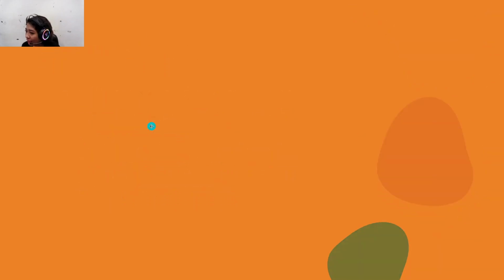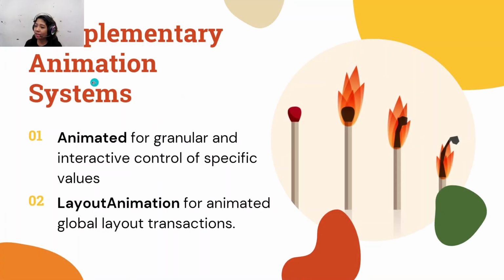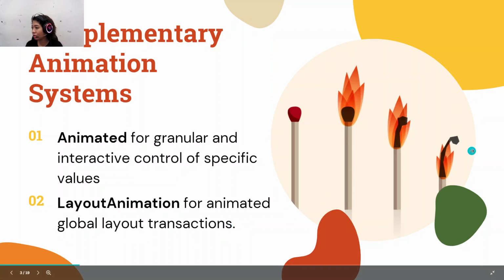Here, these are the complementary animation systems. First is Animated, which is for granular and interactive control of specific values. We will encounter it later, and we also have LayoutAnimation for animated global layout transactions.